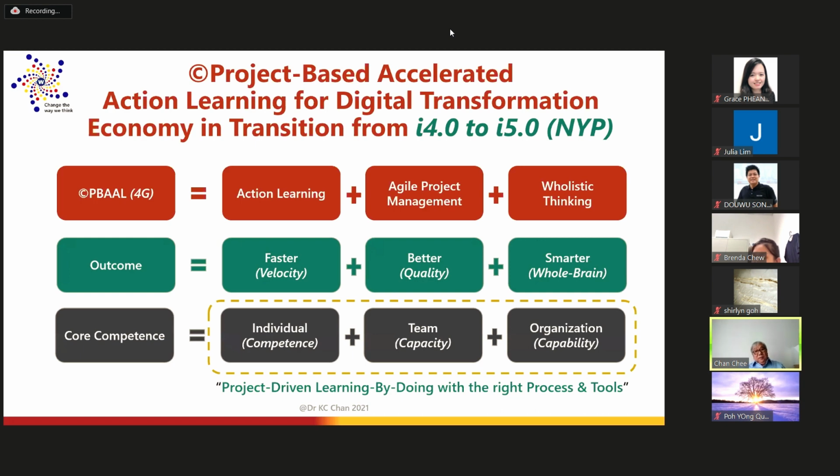So this is what I want to discuss: at the end, what I created for digital transformation is that action learning is good by Revans, but Revans did not talk about agile project management. Now we are living in digital transformation, which is about agile project management. And as I said, if you don't change the way you think, how can you change the way you work? This is so fundamental.